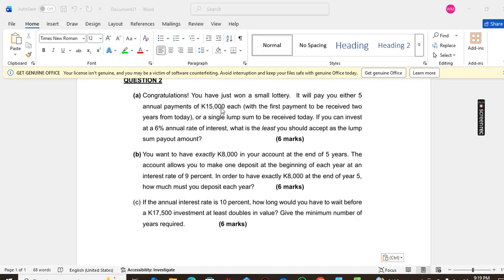Payments of 15,000 kwacha each, with the first payment to be received 2 years from today, or a single lump sum to be received today. If you can invest at a 6% annual rate of interest, what is the least you should accept as the lump sum payment amount? Okay. So the situation here, you win a lottery and you're going to be getting 15,000 every year. Okay. Your first payment is going to be paid to you 2 years from today.